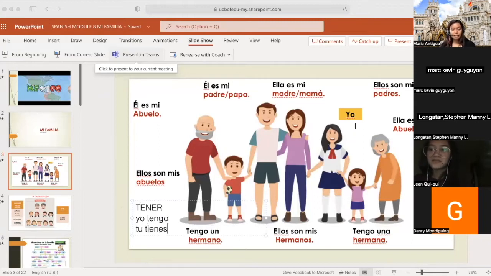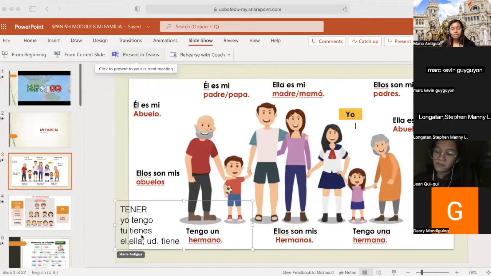Tú, tienes. Él, ella, usted, tiene. Okay. So this is tener. I'm sure you already know that by now. And that means to have. And when I say tengo un hermano, what does it mean? I have a brother. Muy bien.